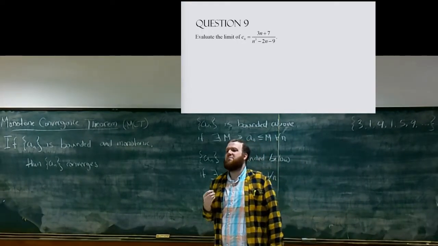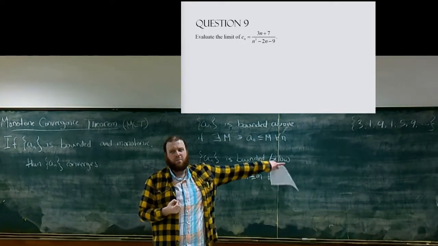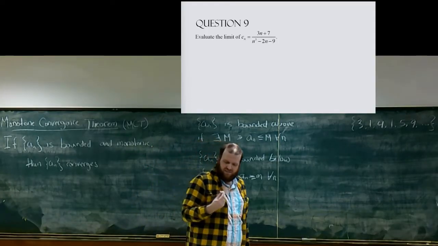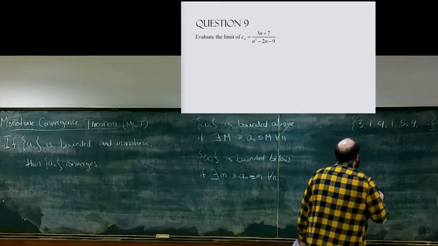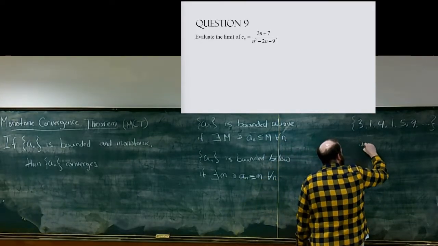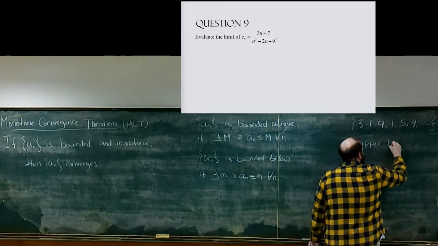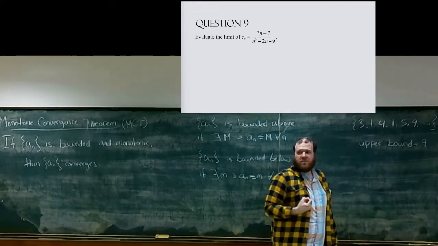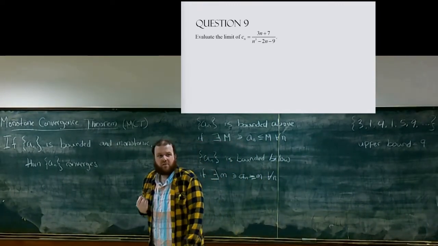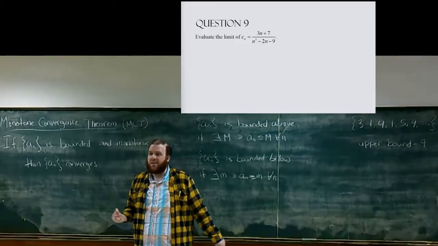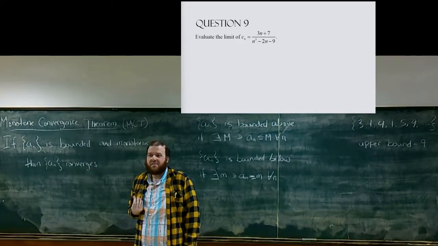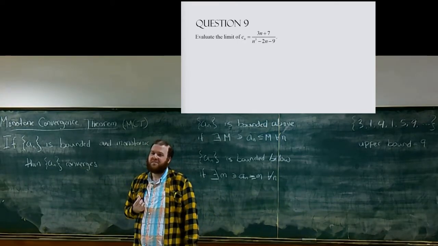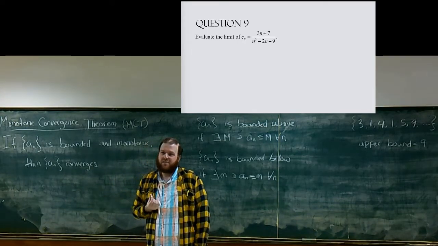If we look back at the sequence of the digits of pi, what would be an upper bound for that? That would be an upper bound. Right? Because no digit of pi is going to be larger than 9, based on what we mean by digit. Right? Digits are 0 to 9.